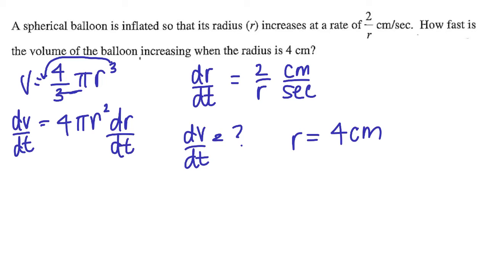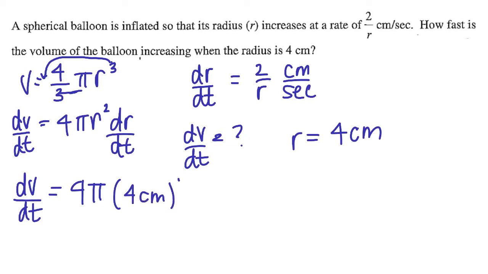And so when we start plugging in, notice we need dV/dt. That's the one I've got to go find. It equals 4 pi, and let's see, r squared, r is 4, so I'm going to plug in 4 here, 4 centimeters squared, times the rate of change of r with respect to time. So I need to plug in that 4 there, so I'm going to have 2 over 4, 1/2 centimeters per second.